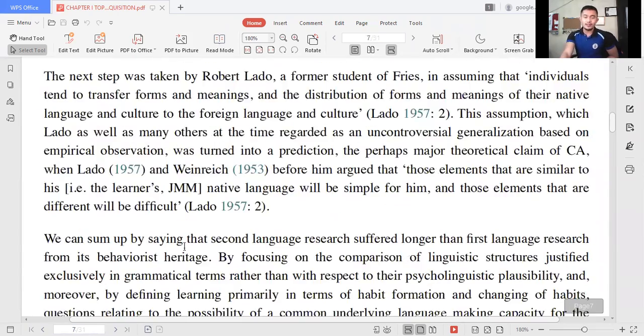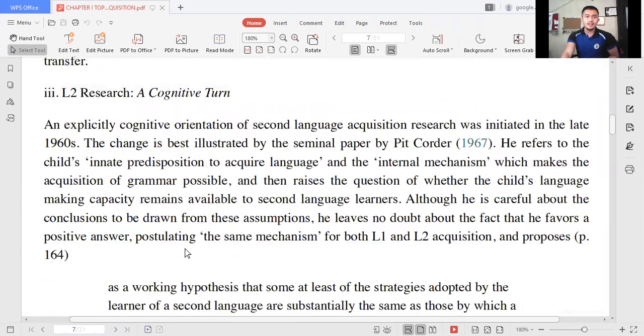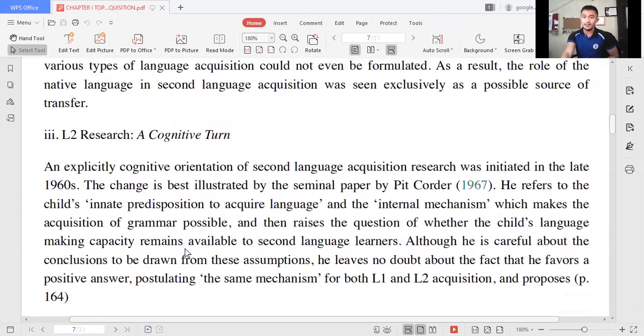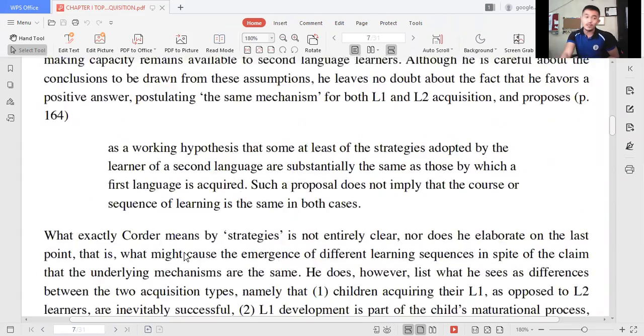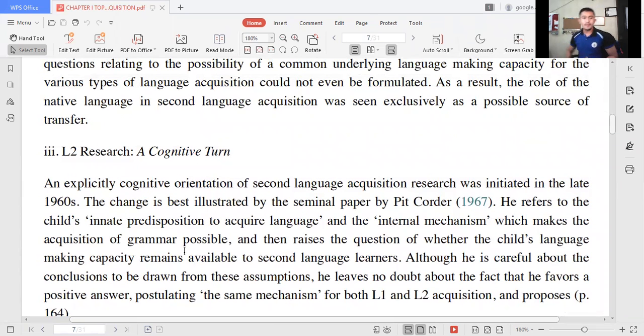Okay, so moreover, let's talk about the cognitive turn on page 7. The explicitly cognitive orientation of second language acquisition research was initiated in the late 1960s. Just like what was mentioned in our previous discussion, the change is best illustrated by the seminal paper by Pit Corder in 1967.